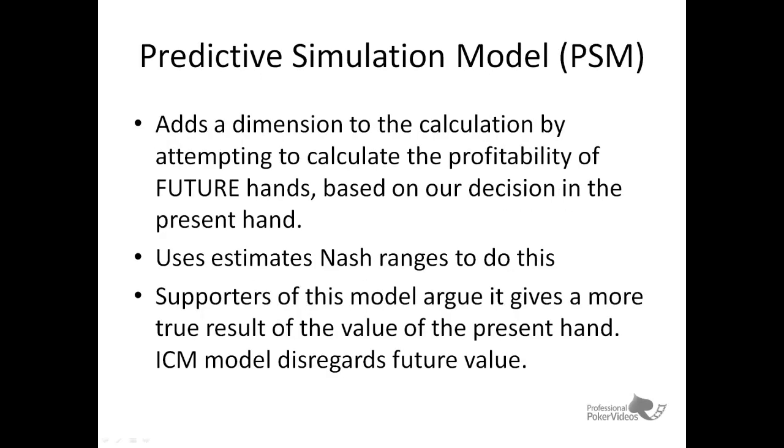By comparison, and what's emerged quite recently, is what's called the predictive simulation model, or PSM. And basically the difference is it will calculate future scenarios to determine what you should do now. So in that sense, it seems to be a more all-encompassing calculation, including future value with present value. But important to note in this model that it uses estimated Nash ranges for future hands, and we'll get into that in a little while.